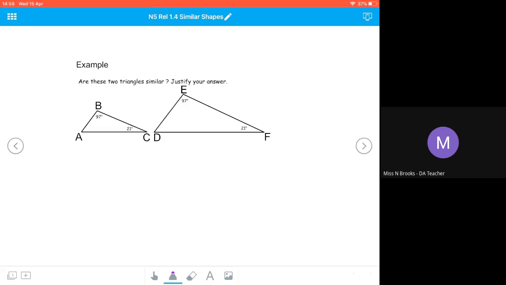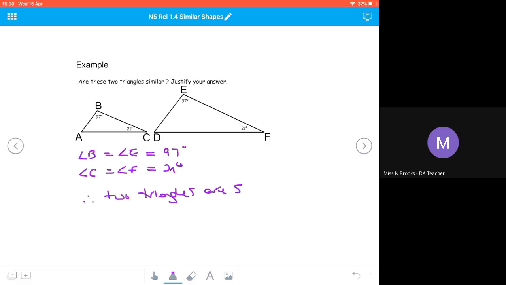And if we wanted to, we could work out what angle A and D are using our knowledge of a triangle, that all the angles in a triangle add up to 180. But as I said in the previous slide, we just need to have two pairs of corresponding angles. So are these two triangles similar? We can say that angle B equals angle E equals 97 degrees, and angle C equals angle F equals 21 degrees. Therefore, the two triangles are similar. So make sure that you answer the question in these types of questions.